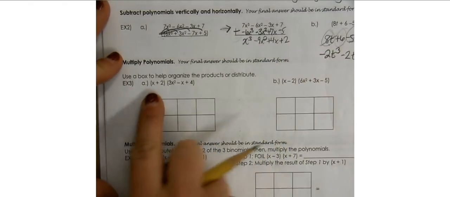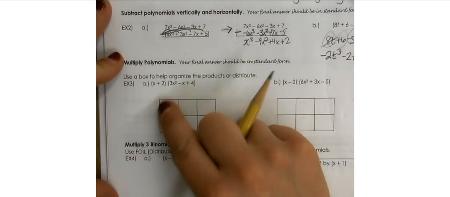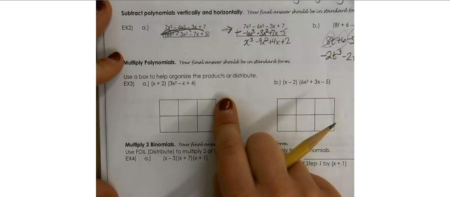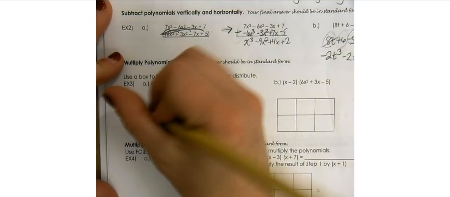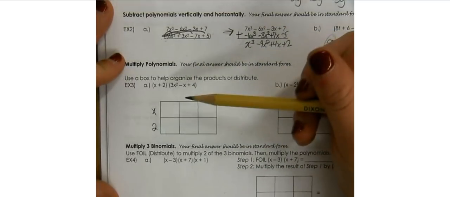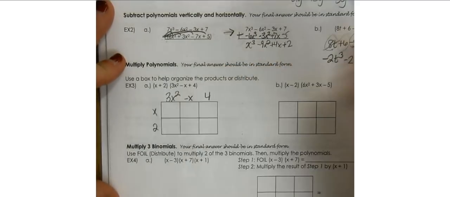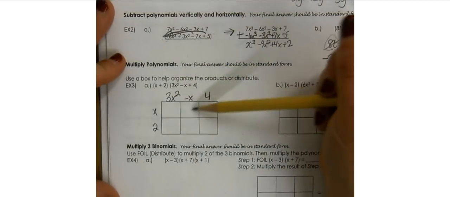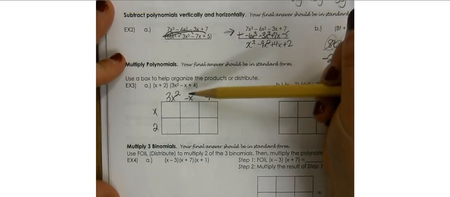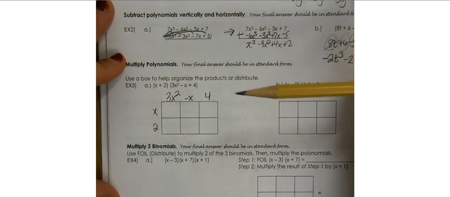We have a binomial times a trinomial, which means that we need to have a 2 by 3 grid. So my two terms are going to go on the side, that's an x and a 2. And my three terms are going to go at the top. That's 3x squared minus x and then a positive 4. So the only signs that need to stay attached are the negative signs or the minus signs. The other terms can just remain positive.